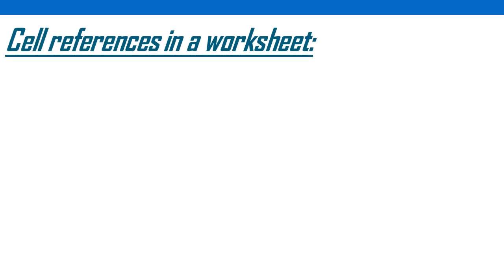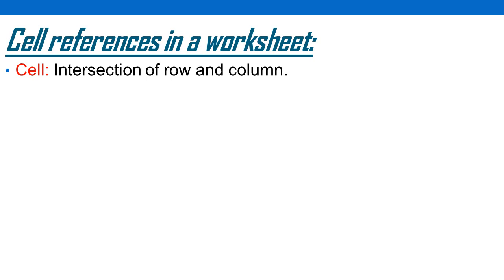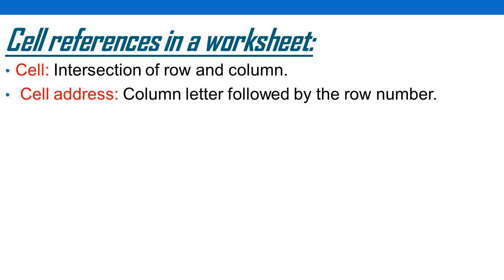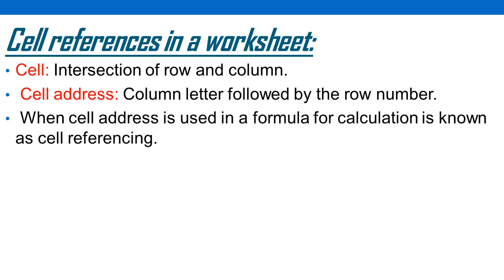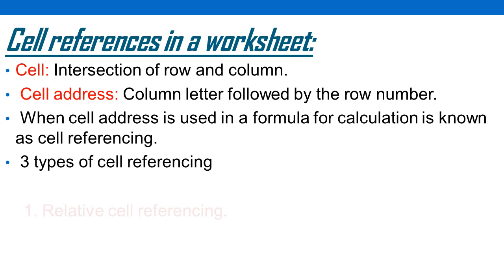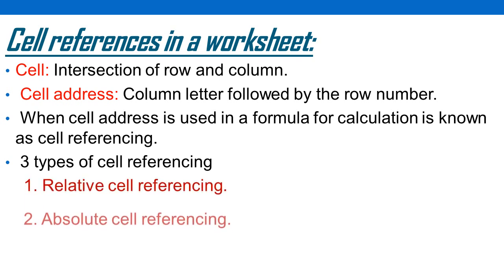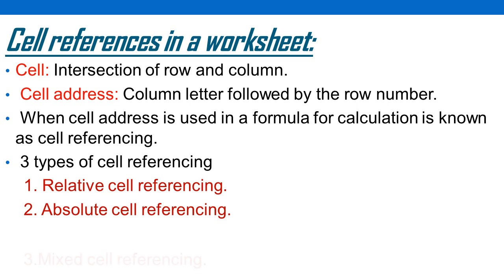Next topic is about cell references in a worksheet. First is about the cell. Cell means the intersection of a row and a column. Next, cell address. Cell address means the column letter followed by a row number. When a cell address is copied or used in a formula for calculation, it is known as a cell reference. There are three types of cell referencing. First one, relative cell referencing. Second one, absolute cell referencing. Third one, mixed cell referencing.